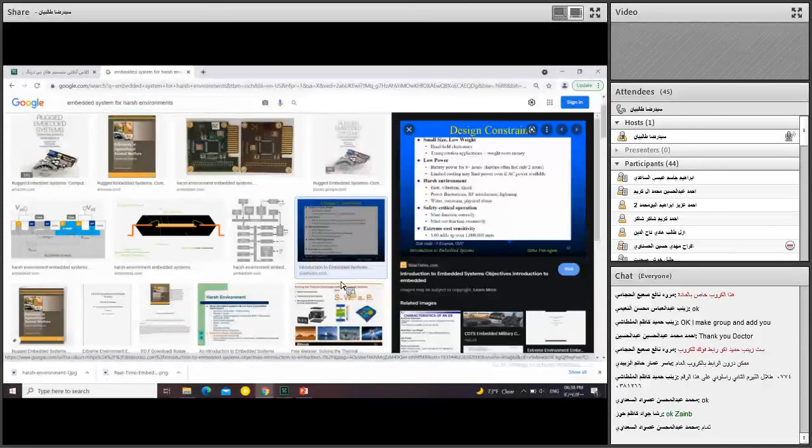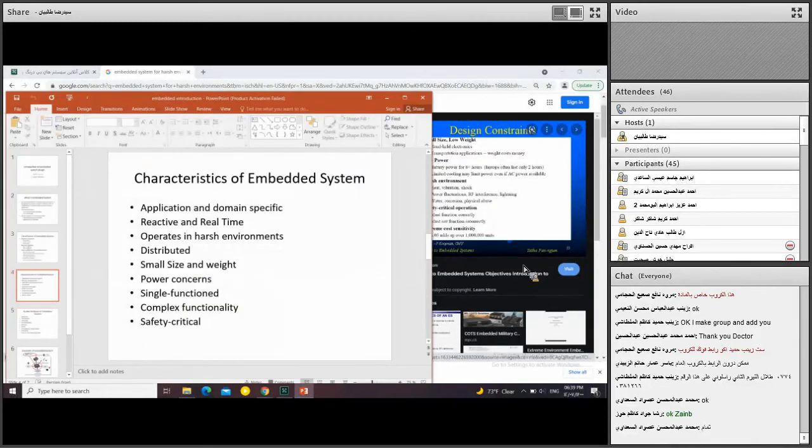Another thing is design constraints. Design constraints of an embedded system, really. For example, small size or low weight, you will find it soon later in the slide. Low power, harsh environment, for example, some examples of harsh environment: heat, vibration, shock, power fluctuations, RF interference, lightning, water, corrosion, physical abuse, and something like that.